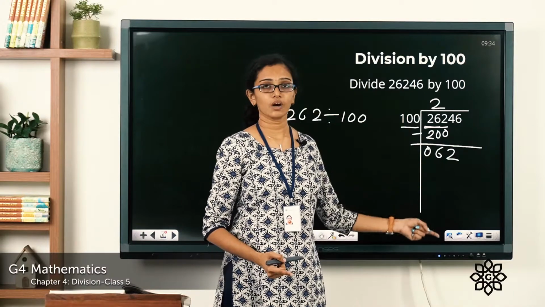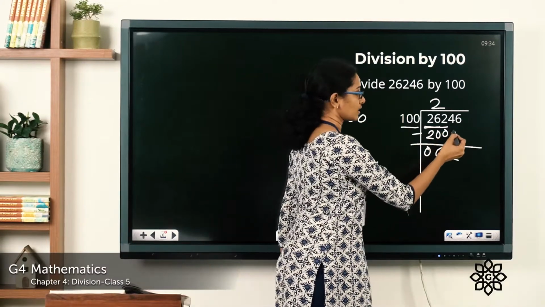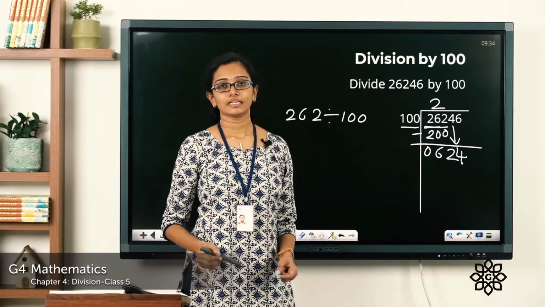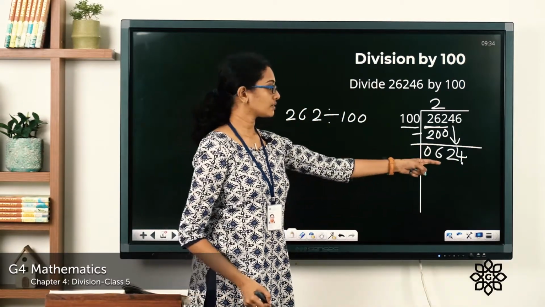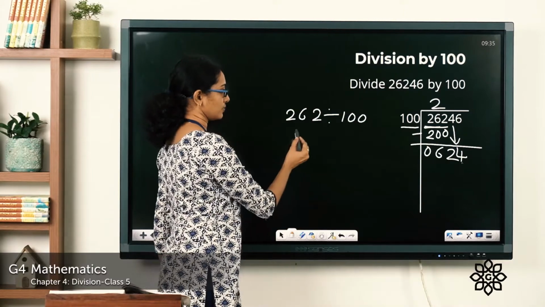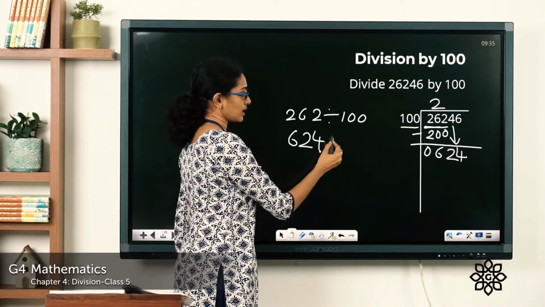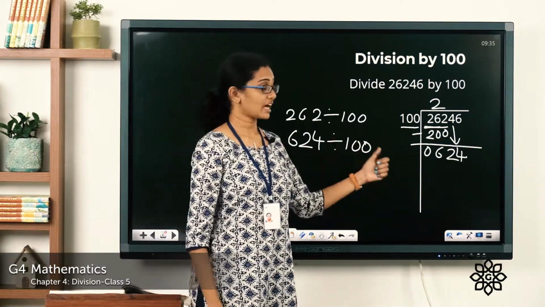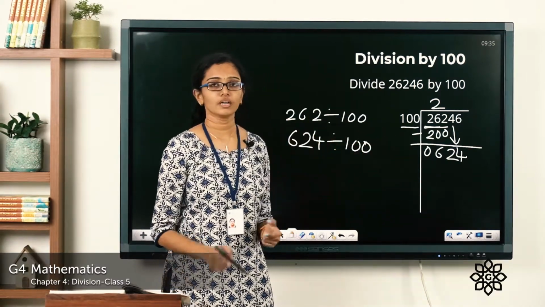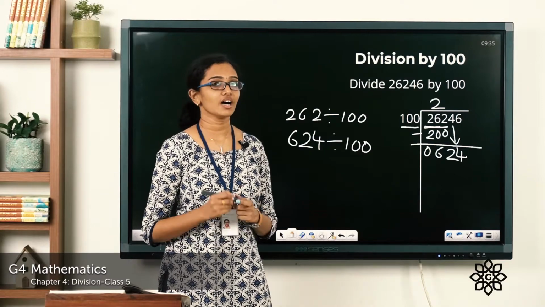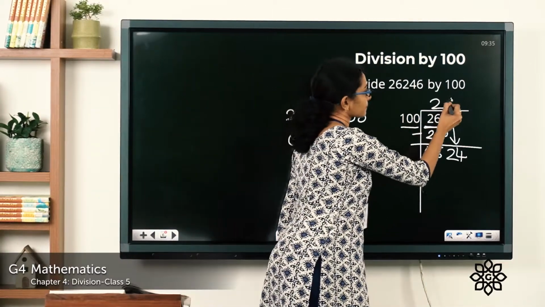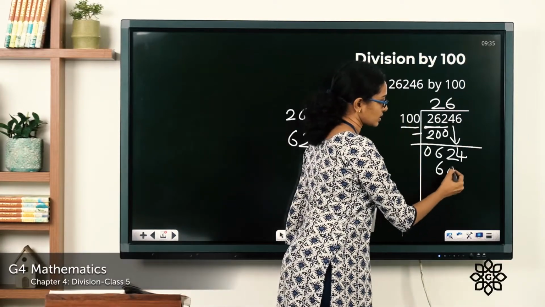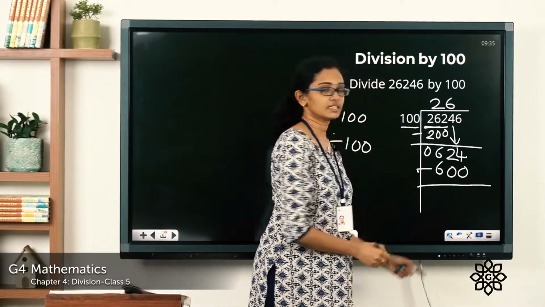Now we have to bring down the next digit, right? So there we bring down 4. So that gives us 624. Now our dividend is this 624. So our next step is to divide this 624 by 100. Now how many hundreds will go in 624? 6, right? 100 sixes are 600. So we write 6 here, 6 into 100, 600 here, and we subtract, giving us 24.